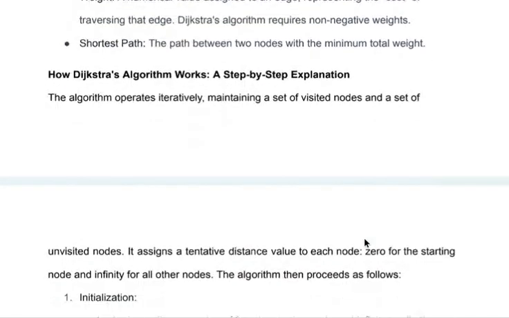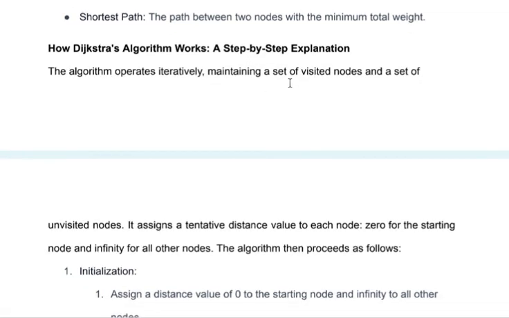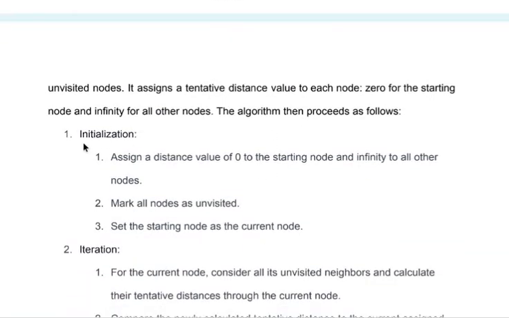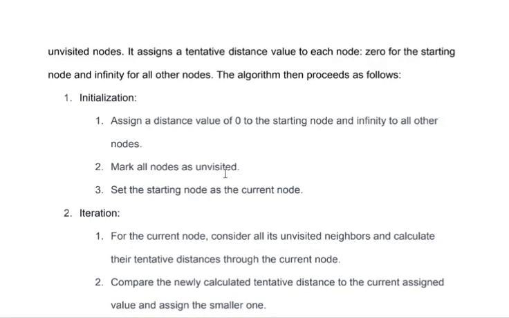How Dijkstra's algorithm works, a step-by-step explanation. The algorithm operates iteratively, maintaining a set of visited nodes and a set of unvisited nodes. It assigns a tentative distance value to each node, 0 for the starting node and infinity for all other nodes. The algorithm then proceeds as follows. Initialization: assign a distance value of 0 to the starting node and infinity to all other nodes. Mark all nodes as unvisited. Set the starting node as the current node.